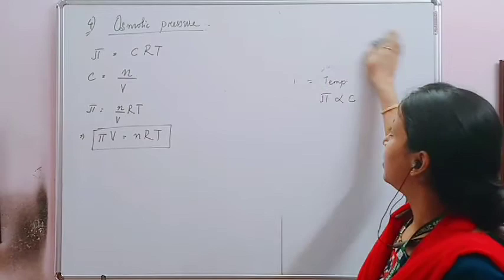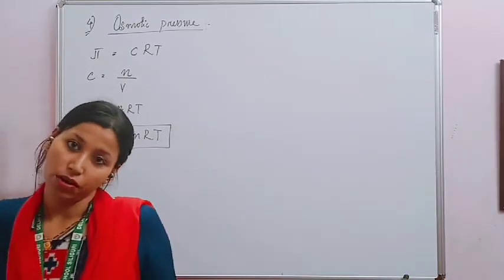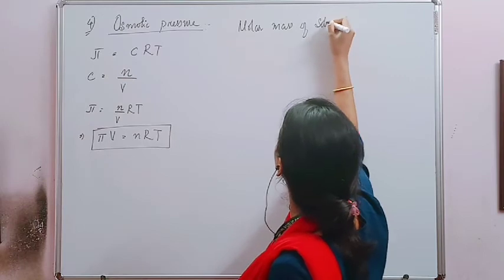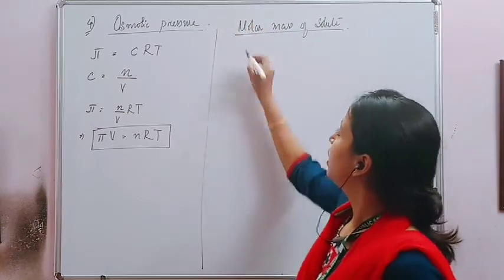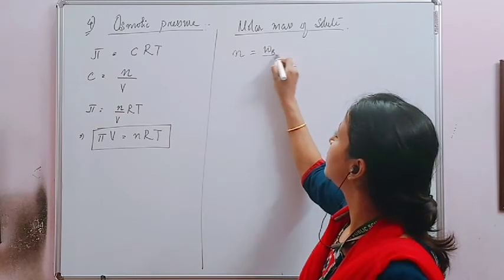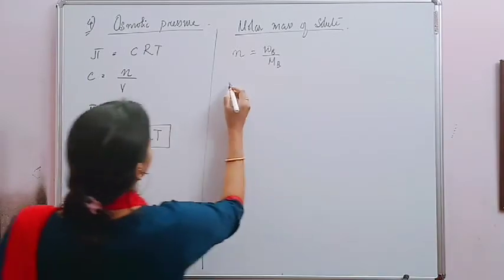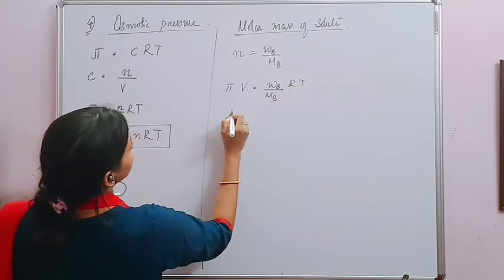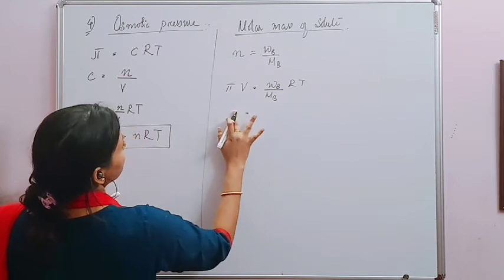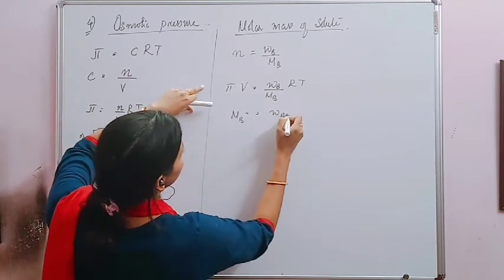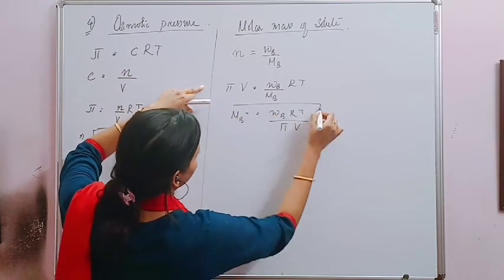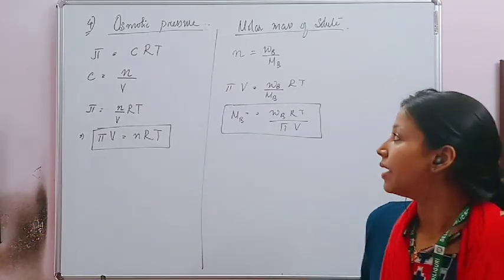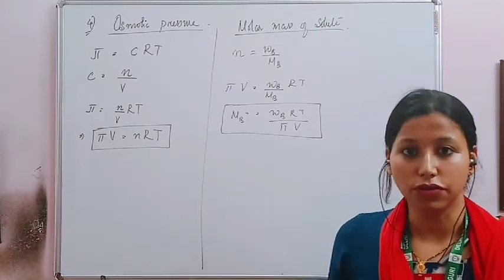Using this relationship, we will again derive the relationship for molar mass of solute. We know that number of moles is equal to given mass by molar mass. So, let's put this here. So, pi V is equal to WB by MB RT, as we had here. Just simply take MB directly to this side. So, MB is equal to WB RT by pi V. This is the relationship for determination of molar mass from osmotic pressure. Okay? So, this much we will conclude today.